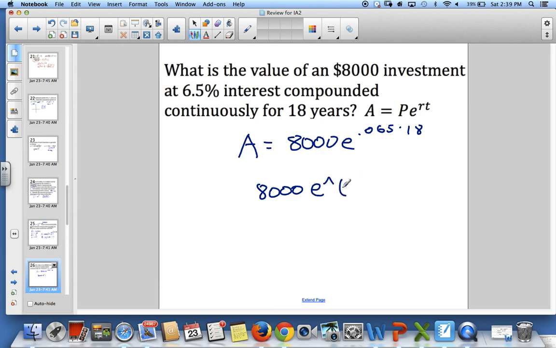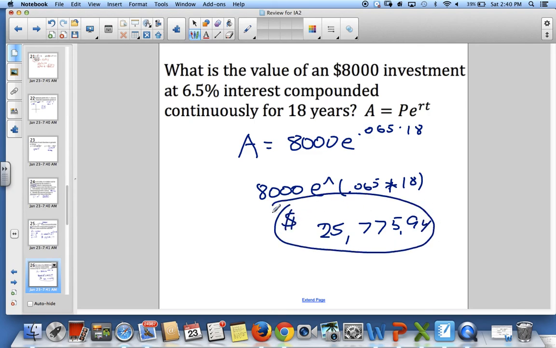The parentheses are already there, so I don't need to add any more. I just put 0.065 times 18. And when I do that, I get the answer of $25,775.94. Okay. And that's the answer to that. Almost done, guys. Let's go through the next one here.